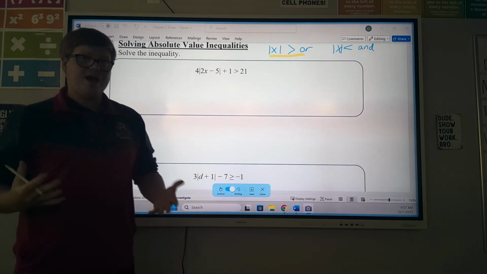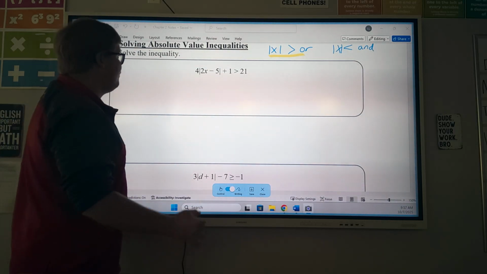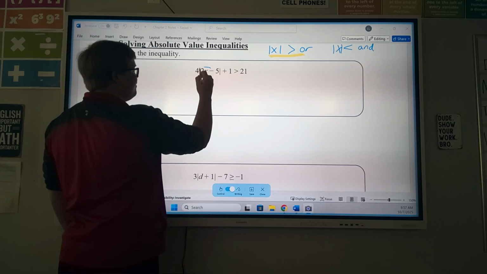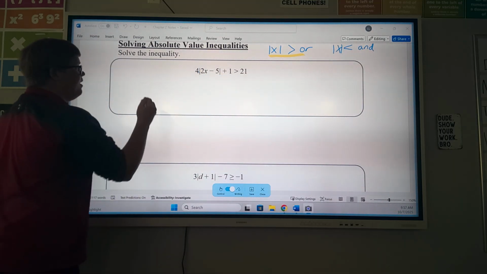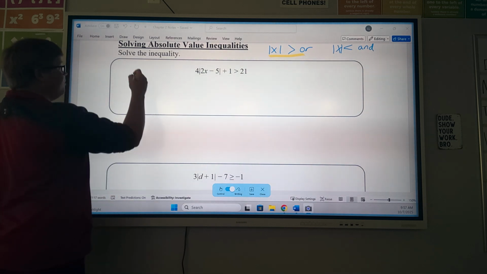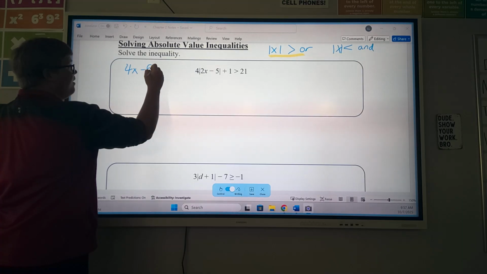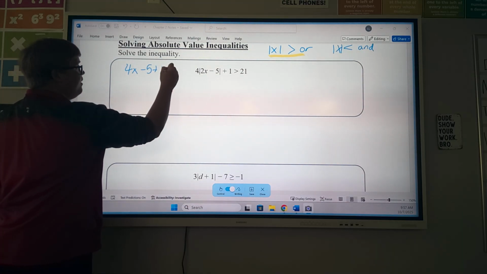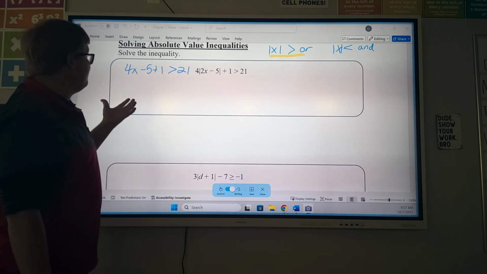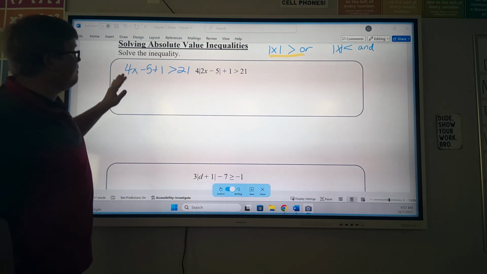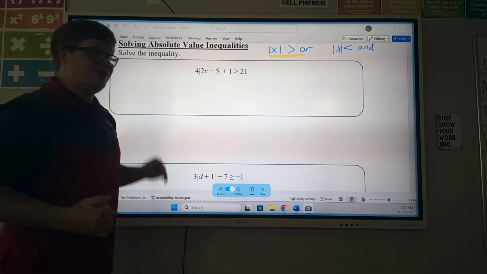So the first thing we have to do is make sure we get this absolute value by itself. We're going to pretend like this absolute value is a variable. So if we were to write the same equation, but the absolute value was a variable, we would write it as 4x minus 5 plus 1 is greater than 21. Our whole goal here would be to get our x by itself. So that's exactly what we're doing here. Here's our x. We need to get x by itself.